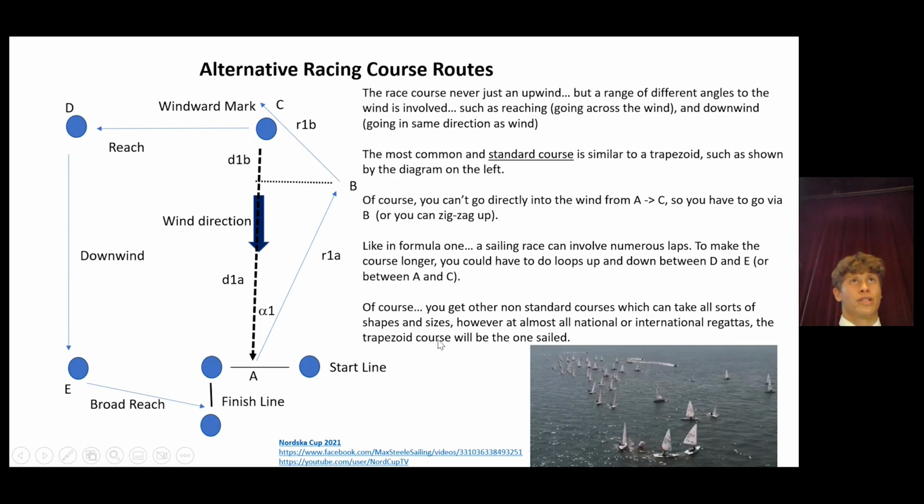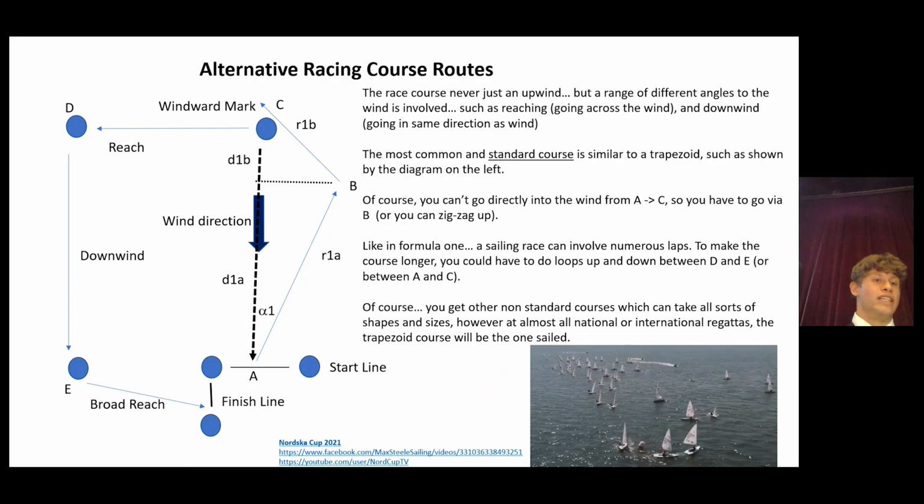This is, of course, a trapezoid course. This is the most common course that I sail in the type of boat I sail. As you can see here, I've just rounded the mark ahead at the Polish Nationals at the Nordiska Cup 2021. I was winning this race and I just started going downwind here. Usually you can increase the length of a race course, such as in Formula 1, so you can do loops or sausages around A and C: AC, AC, AC, AC, D, E, finish line, as many laps as it takes to increase the duration of the race.